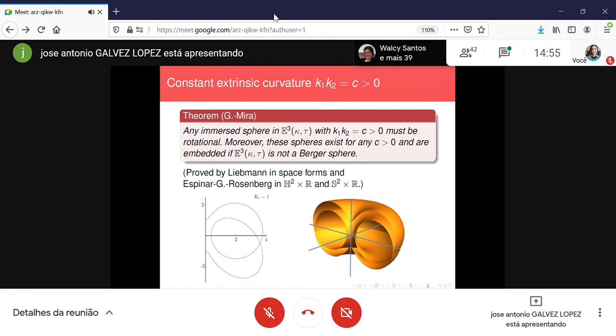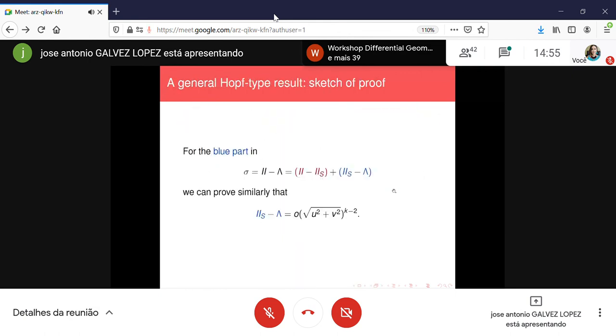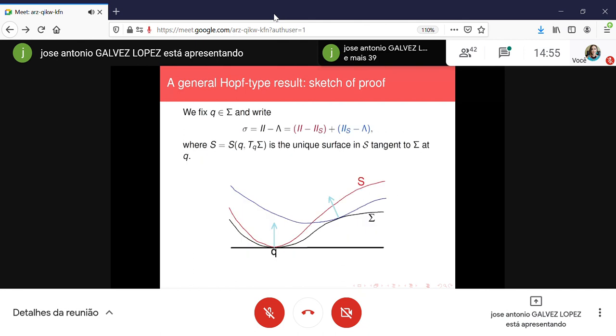Jose Antonio, I got lost in the proof when you split the Lorentzian form in two parts, a blue part and a red part. I didn't understand the relation between Q and the other point when you put the blue vector. What is the second fundamental form S? I understood that lambda was the second fundamental form of the tangent of the S. Is that true?